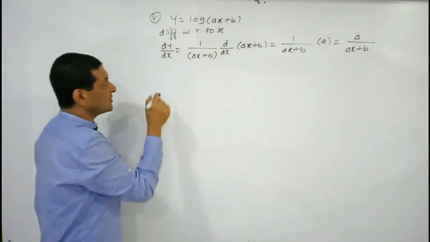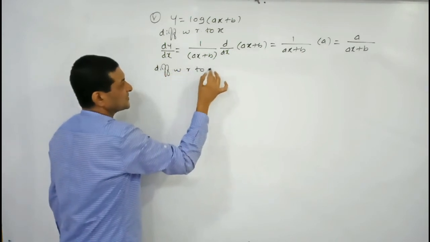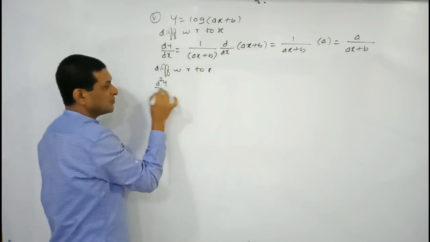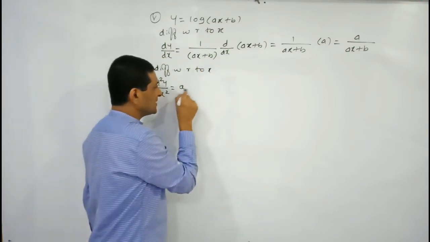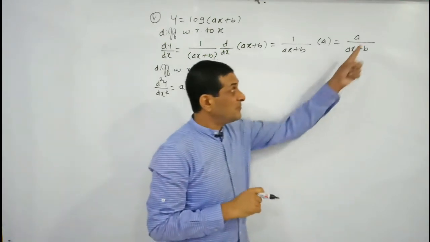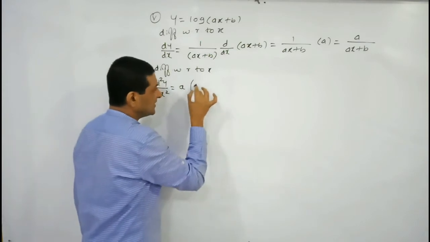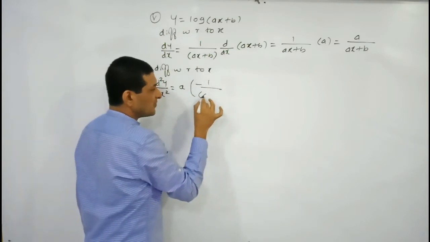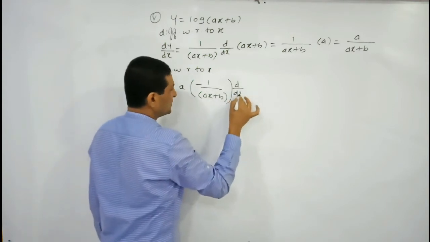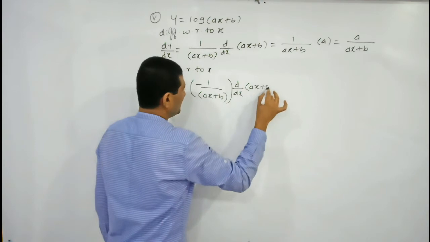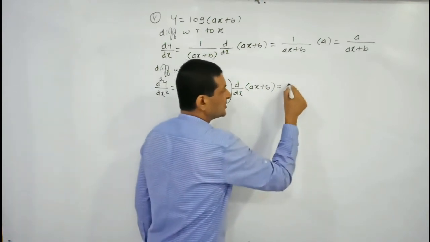Now again we are differentiating it with respect to x. Now we are trying to find the second order derivative, meaning d2y upon dx square will be equal to a. a is a constant term, keep it as it is, but the remaining term is in the form of 1 upon f of x, and we know that the derivative of 1 upon f of x is minus 1 upon square of f of x, meaning square of ax plus b, into the derivative of f of x, the derivative of ax plus b. So it is equal to a into minus 1, which will be equal to minus a.